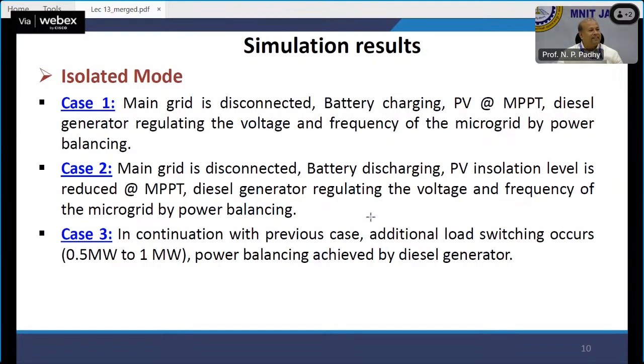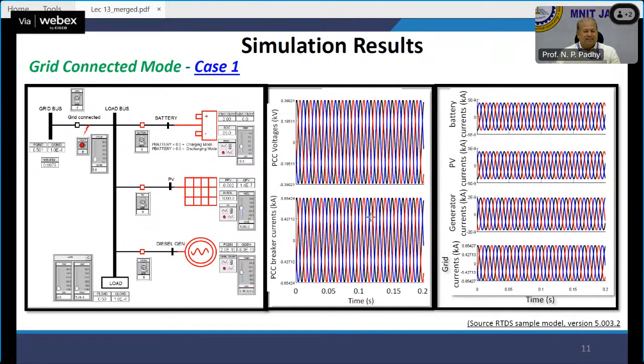The grid is disconnected, and the load is also increased in islanded mode. For power balancing, the only way is to operate the diesel generator. So we'll see wonderful simulation results. So these are all your RSCAD simulations, in grid connected mode.